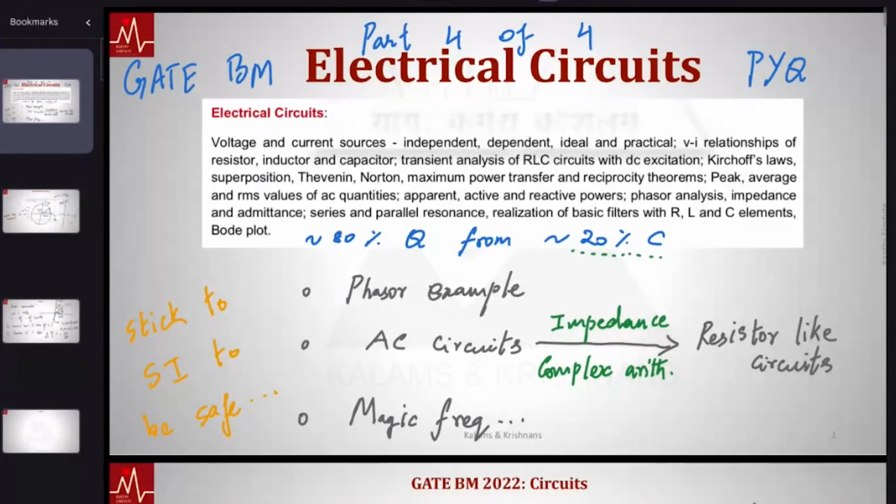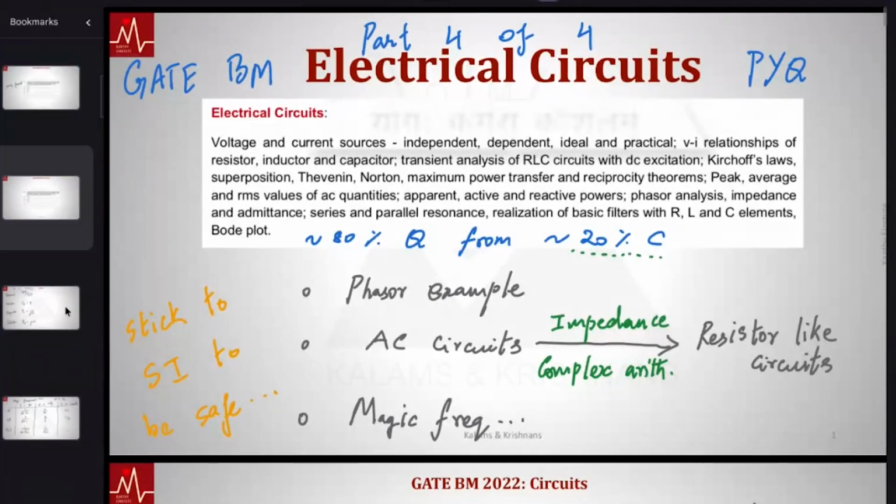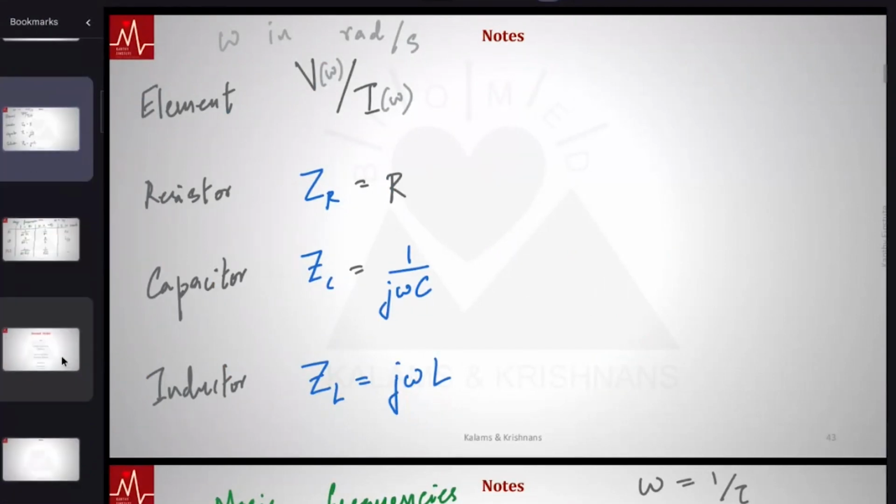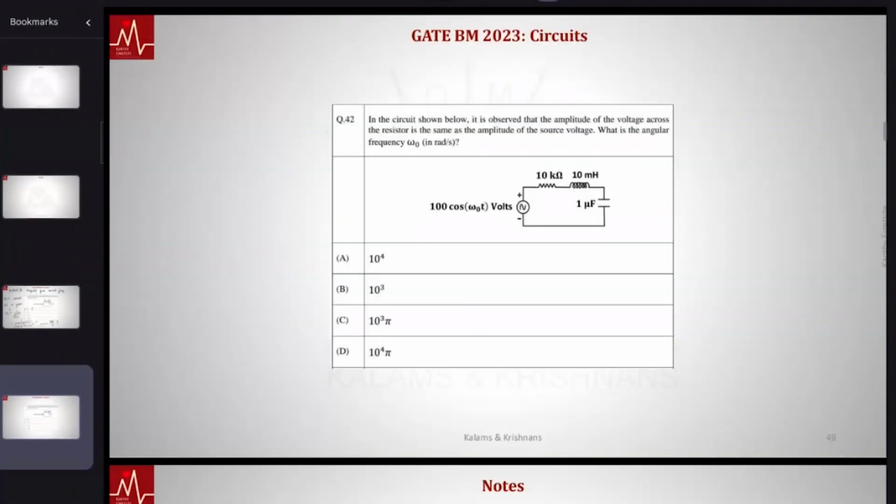Let's do this. If you use impedance, how does this become like a resistor? Recall we have impedance of capacitor 1 by j omega C. This is j omega L. Now, what we have here is ZR, ZL, ZC. Voltage across a resistor is a fraction of the total voltage drop here, that is the 100. Voltage division. Let's see if we can apply voltage division with these resistor-like circuits.